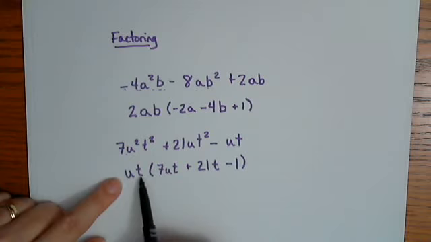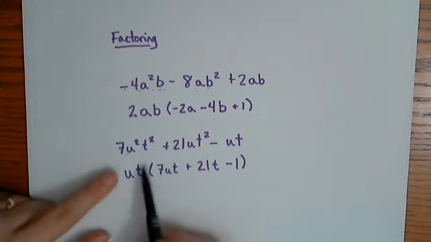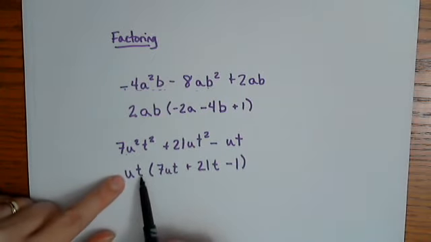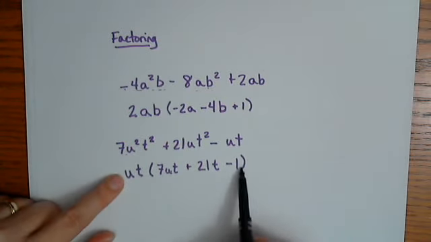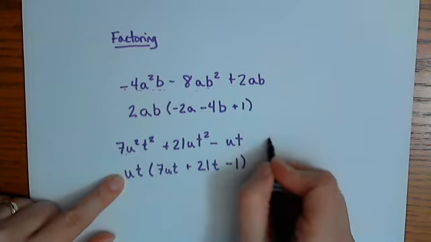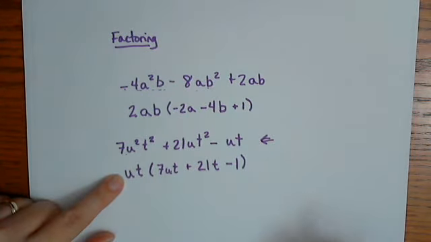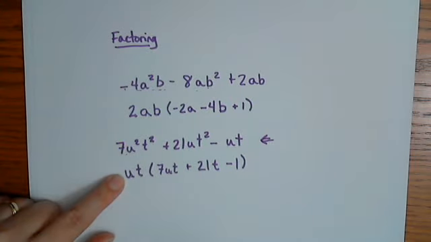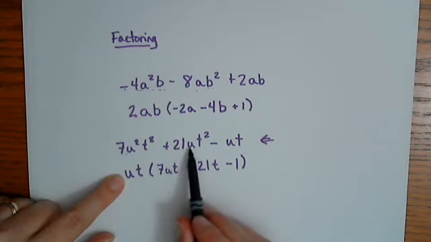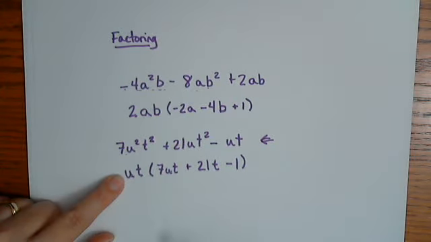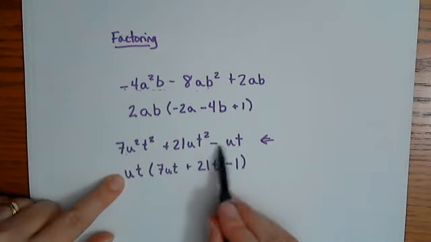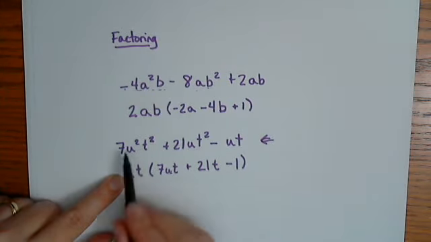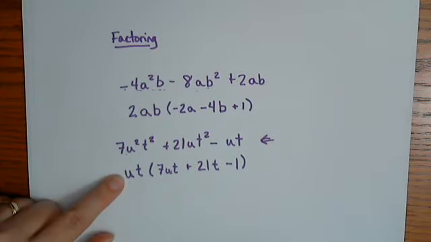So if I use the distributive property the way we usually do it, instead of pulling something out like I did here, and multiply this through here, here, and here, then I should get my original problem back. So ut times 7ut would be 7u squared t squared, because u times u is u squared, t times t is t squared. Ut times 21t should give me 21 ut squared, right? And ut times a negative 1 would give me negative ut. So I checked my work and I did my factoring correctly. I hope you did it too.